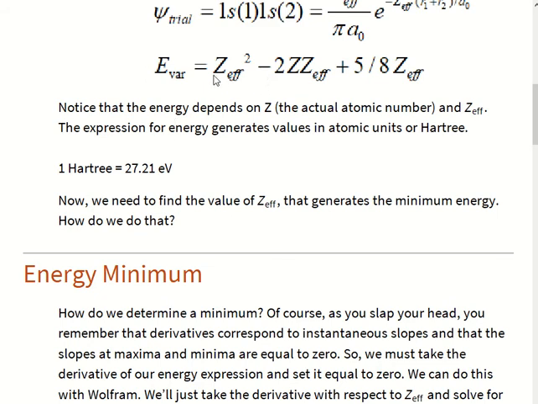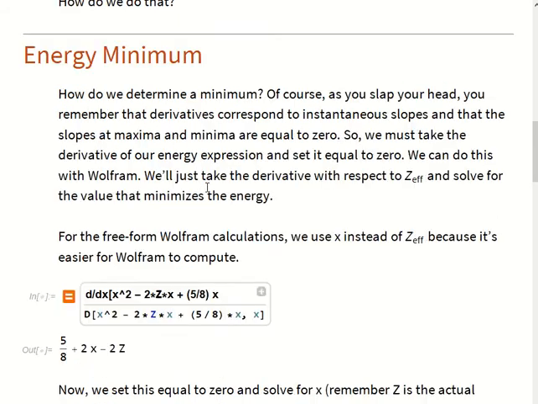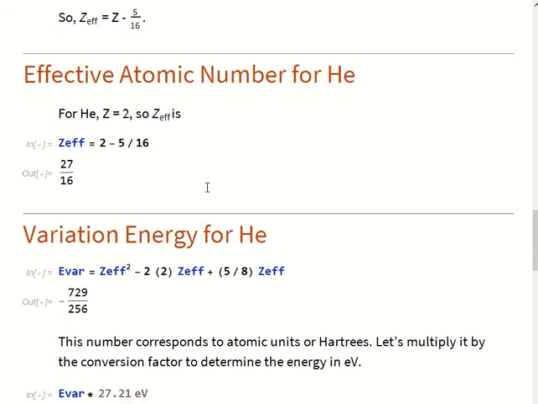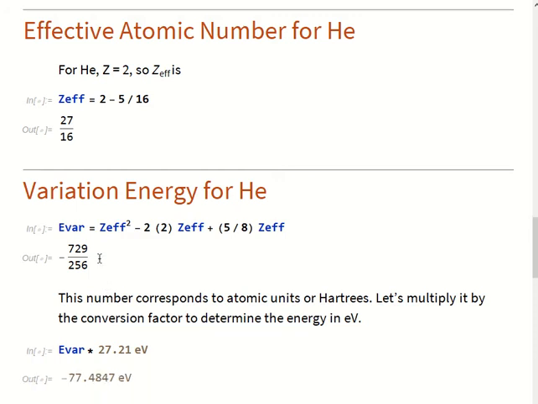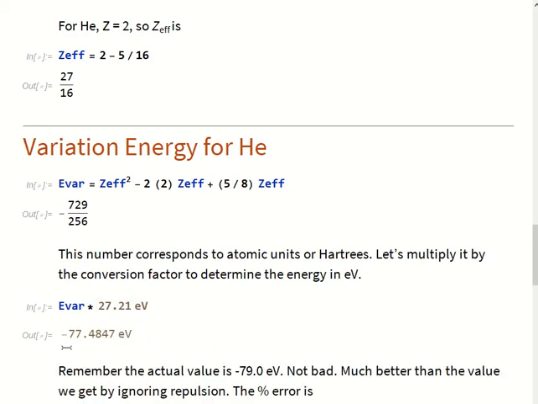So I'm just taking the value that we got, plugging it into that equation, and this is what we get in fractional form. Now remember, this is in atomic units, so if we want the value in electron volts, we need to take that number and multiply by the conversion factor of 27.21 electron volts. So we get negative 77.4847 electron volts through this calculation.